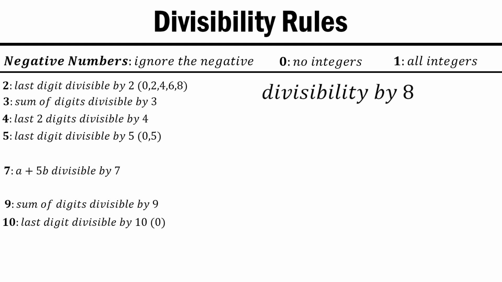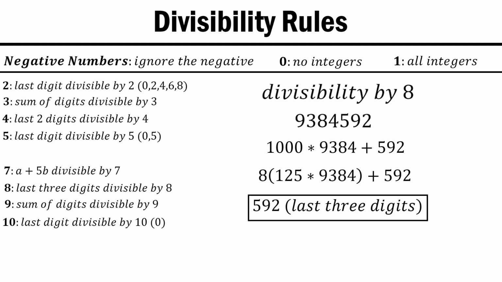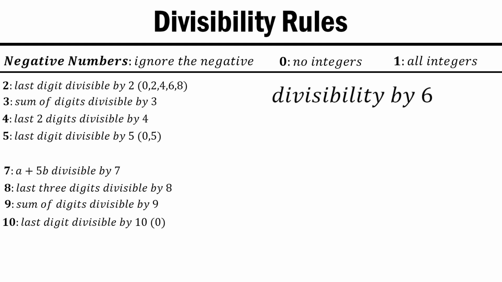Next up we have 8. In the same way that we found our rules for 2 and 4, we can represent our number as 1,000 times a long string of digits plus 592, the last 3 digits. 8 divides 1,000, so all we have to do is check that it divides those last 3 digits. This isn't the easiest one to do in your head, but it's certainly easier than trying to do the whole long division.